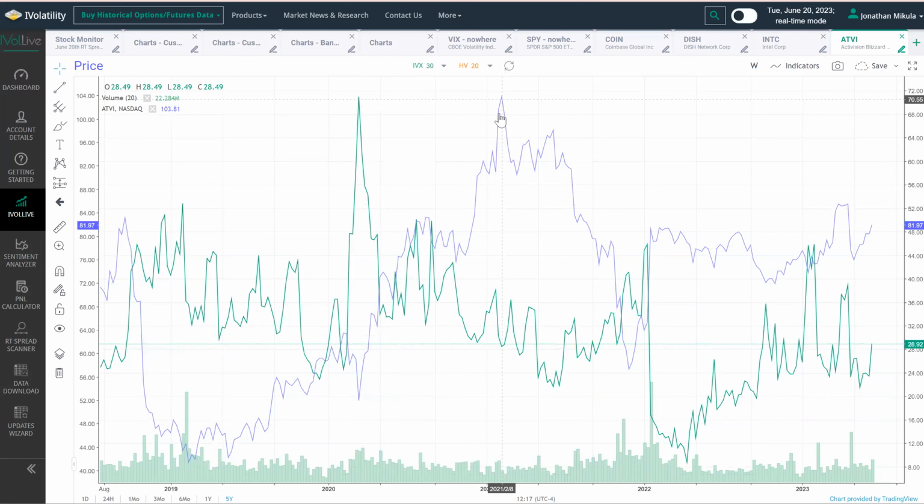So in Activision's case, the higher Activision went, what is this? This looks like 2021. Then you could see as the Activision price peaked, its implied volatility continued to decrease. This is a beautiful demonstration of that inverse relationship between price and implied volatility.